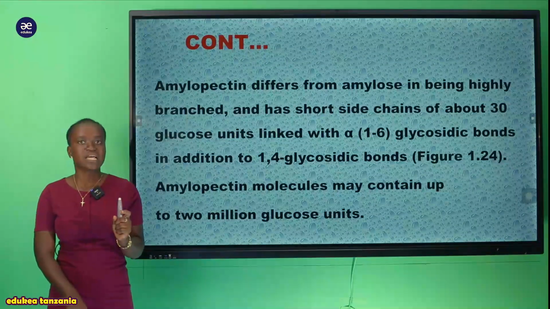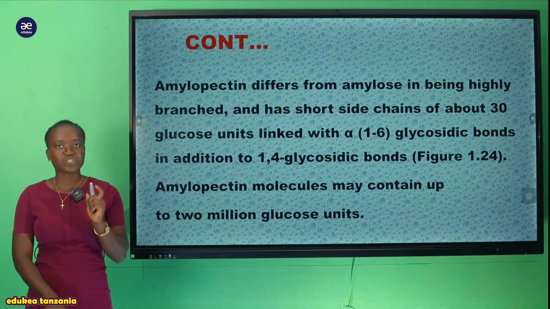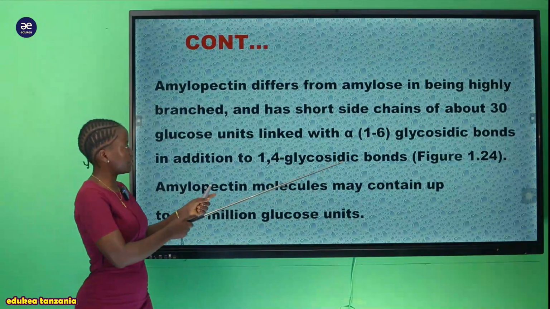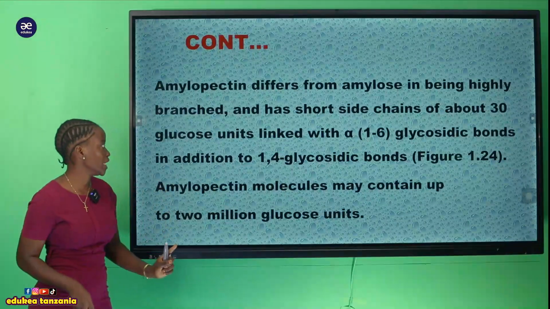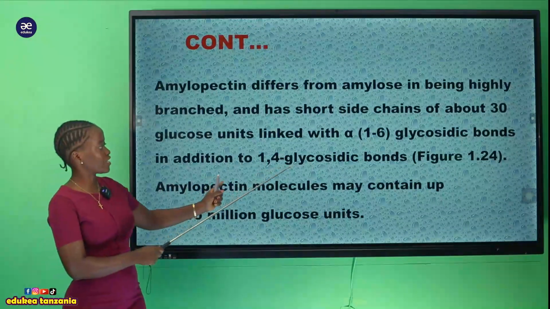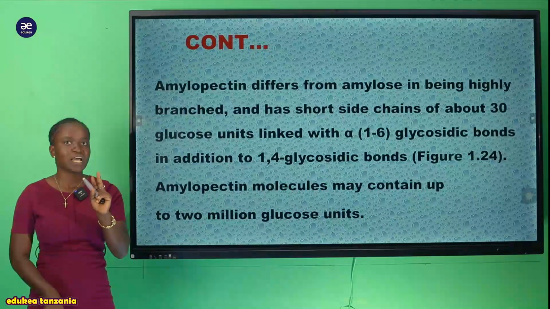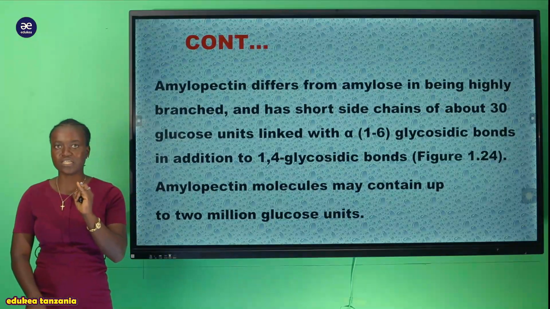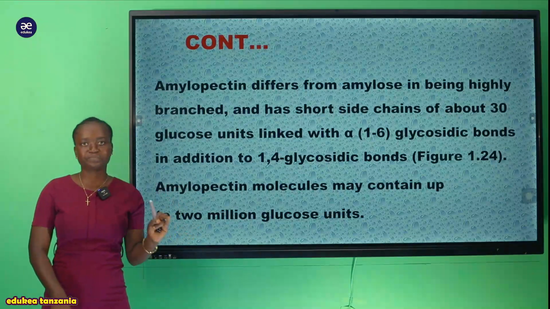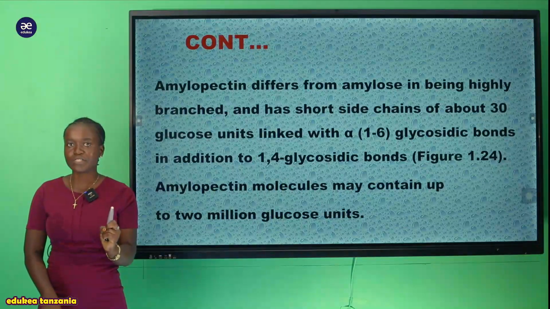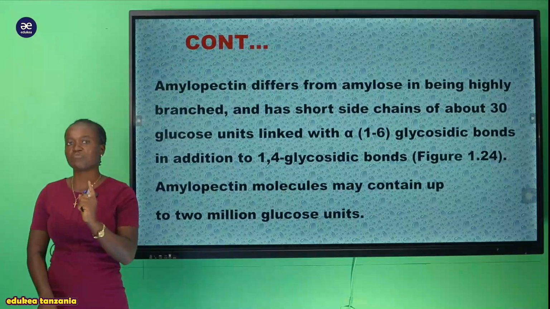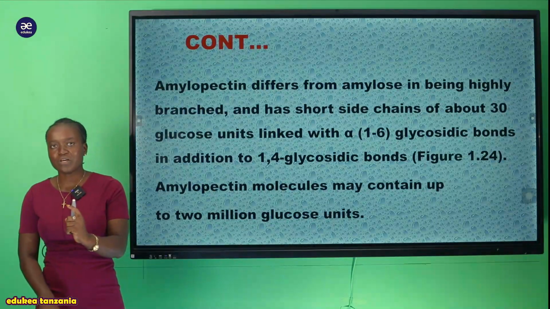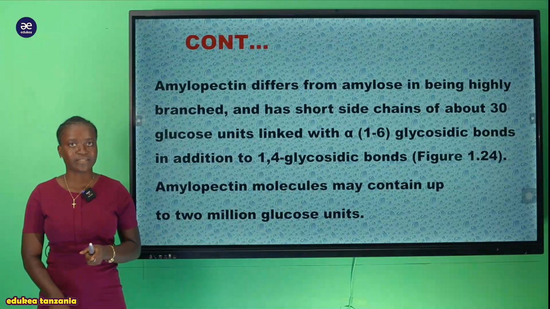Lakini kuna tofauti kubwa kati ya amylose na amylopectin. Utofauti wenyewe unakuja kwenye ile bond formation. Amylopectin kuna formation of bond ambayo inaitwa 1,6 glycosidic bond in addition to 1,4 glycosidic bond. So there are two formations of bond: the first one is 1,6 glycosidic bond and 1,4 glycosidic bond. While we are looking at the amylose, we have seen there is only one bond, that is 1,4 glycosidic bond, and thus this brings about the difference between the amylose and the amylopectin.